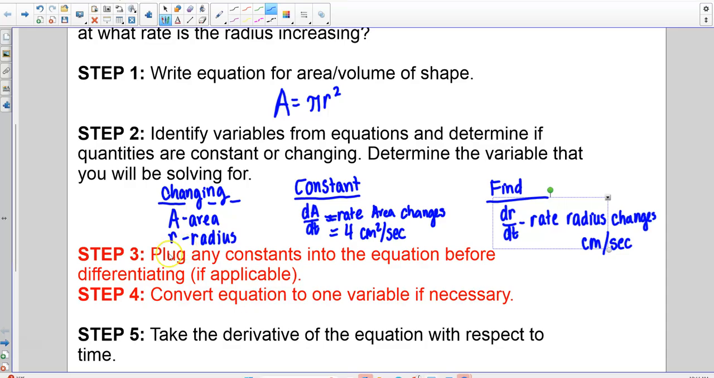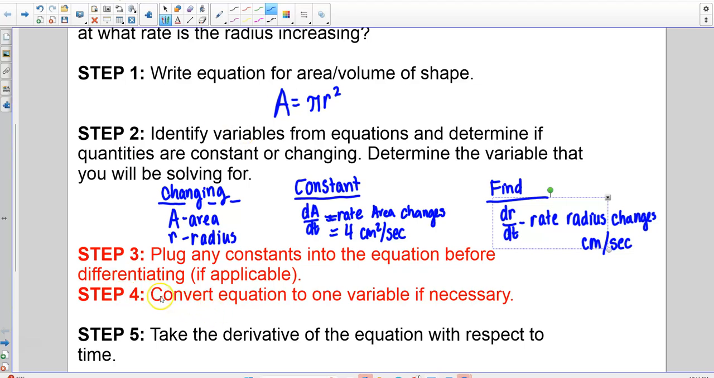All right, so plug it in. If we had any constants that we could plug into the equation, if A or r were constant, we would plug those in right now. However, they are not, and I have a constant, but it's dA/dt. I can't plug it in right now because I don't have a dA/dt. I'm going to have to take the derivative first before I can plug that in.